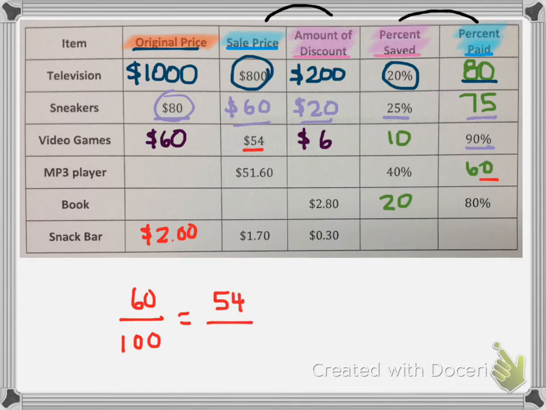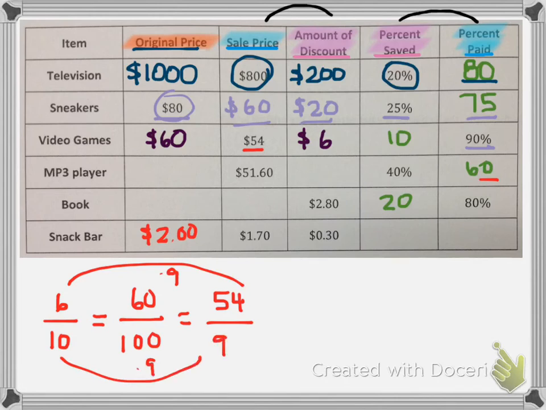I don't know the original amount, but can I change 60 into 54? No. Can I change 60 into 100? No. So I'm going to downscale again. Divide that by 10, I get 6. Divide this by 10, the 100 by 10, and I get 10. And now 6 times 9 is 54. So 10 times 9 is 90. So I know the total amount of the MP3 player is 90.